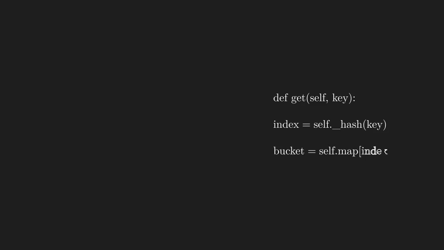Moving on to the get method, which retrieves a value by its key. Just like in put, our first step is to locate the correct bucket. We compute the hash index, index equals self._hash(key). Then, we access the list of pairs at that location, bucket equals self.map[index].